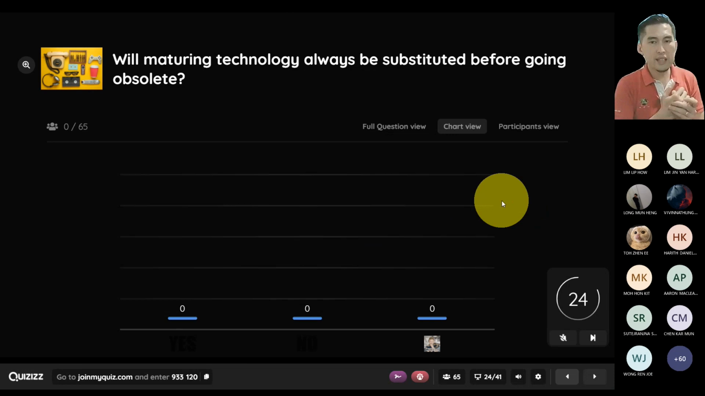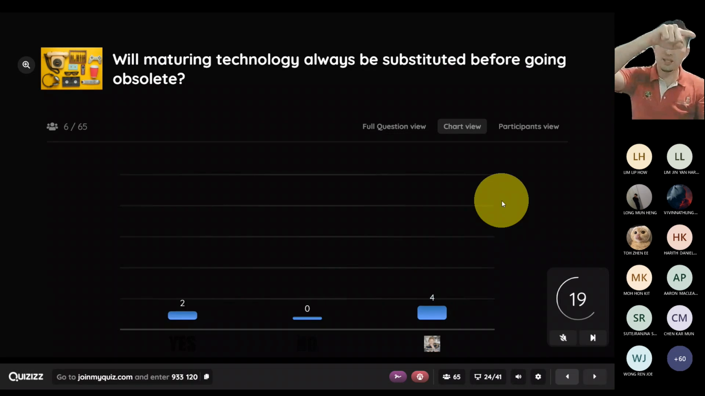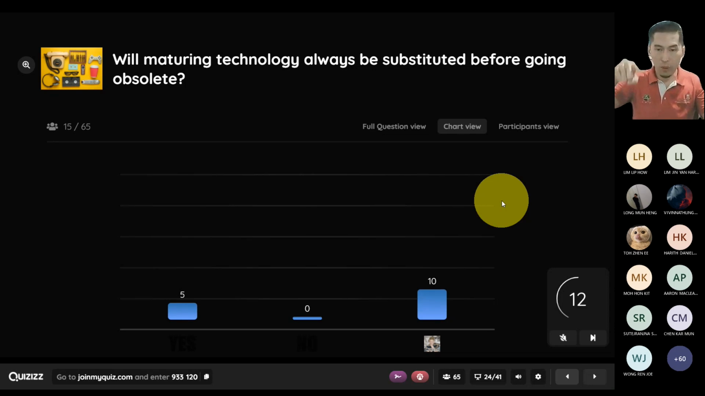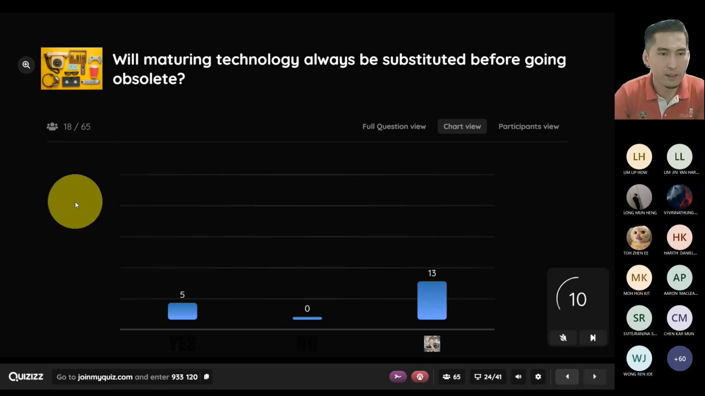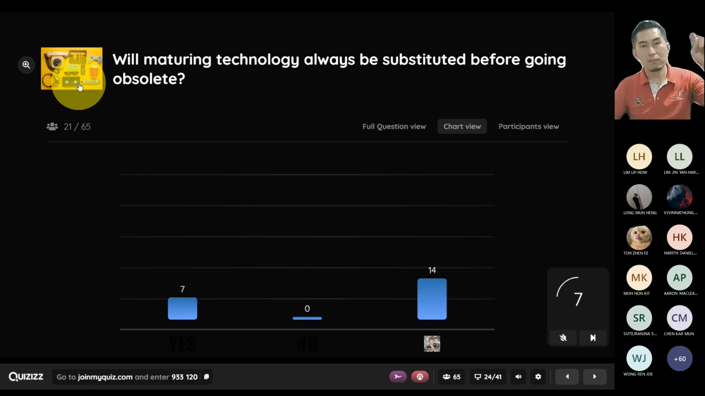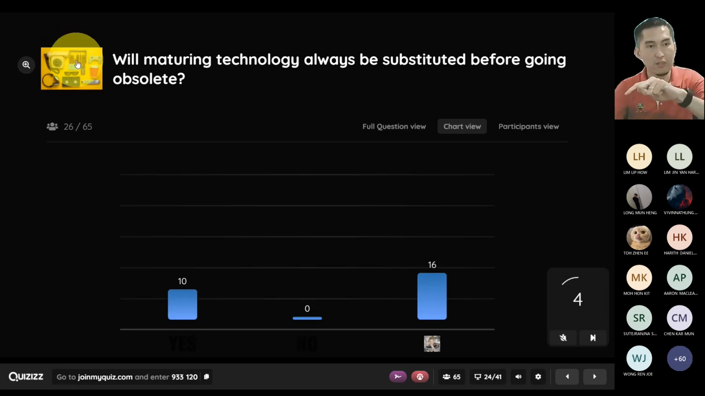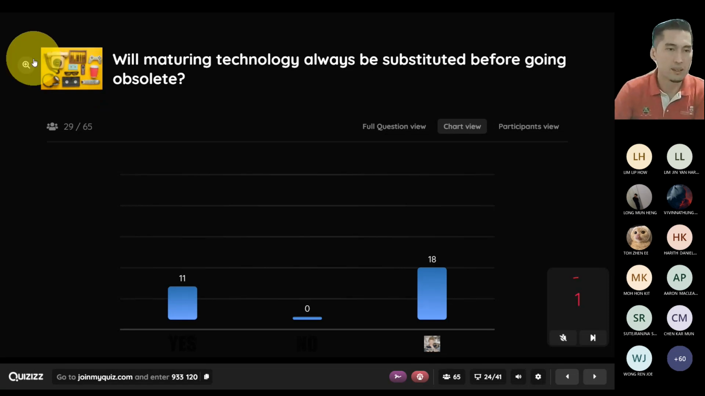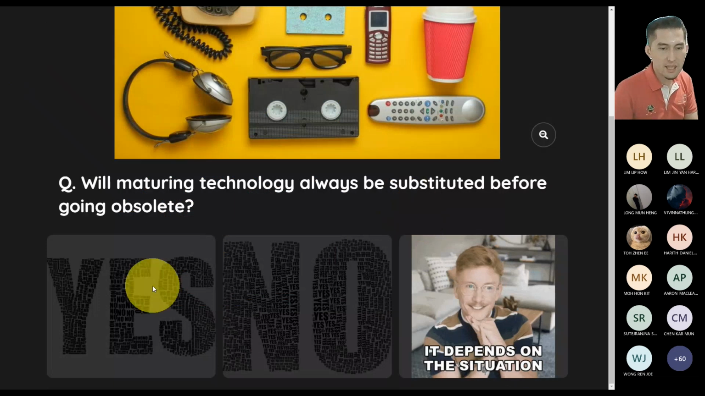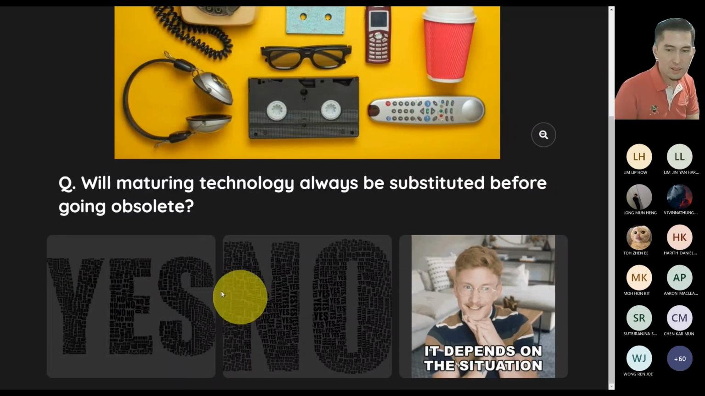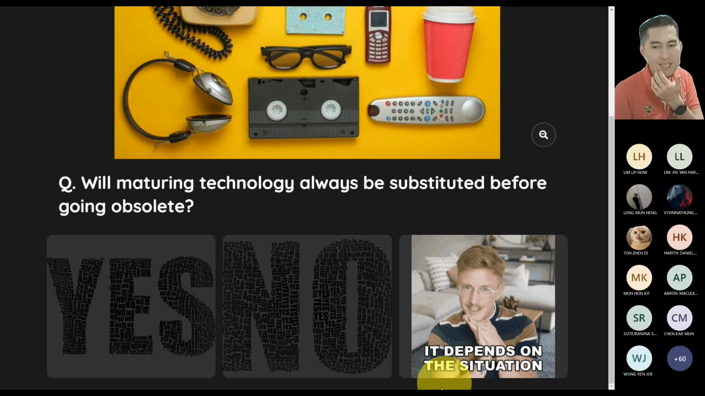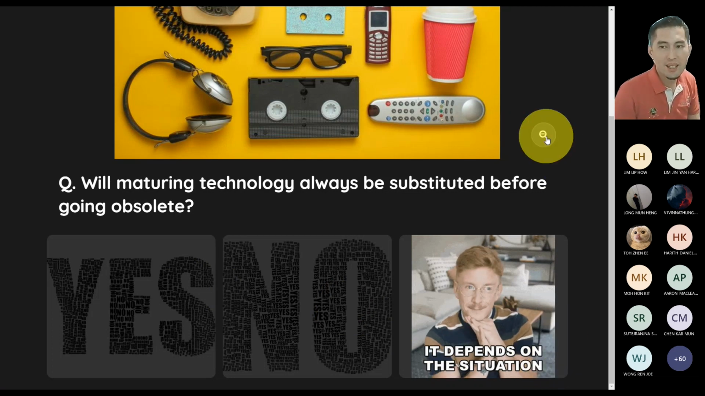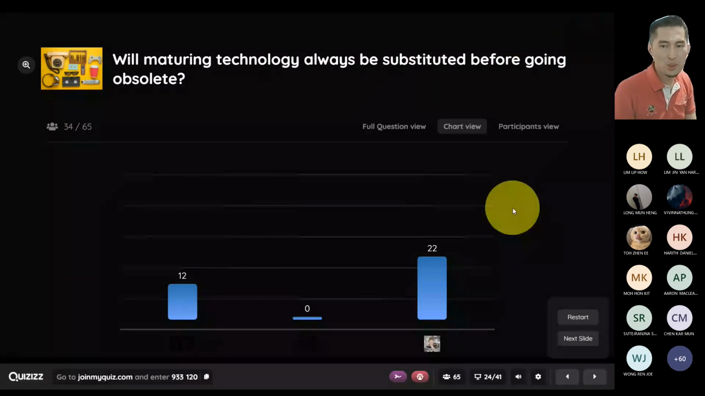Quick question. Will maturing technology always be substituted before going obsolete? So you saw the last curve that goes all the way right down back to zero, right? Will it always be substituted before going obsolete? So think about that. So must the technology be substituted first before the technology can become obsolete? That is the question. So the answer is either a yes or a no. Is it a yes? Is it a no? Or is it it depends on the situation? I wanted to ask some of you this question, but I realized we are a bit short of time. I'm not going to spend doing that, but I want to see from everyone.